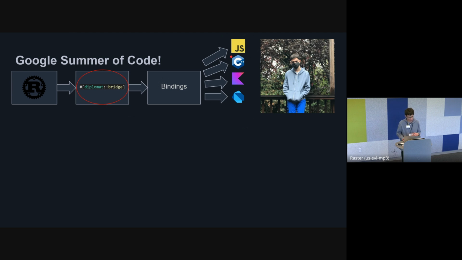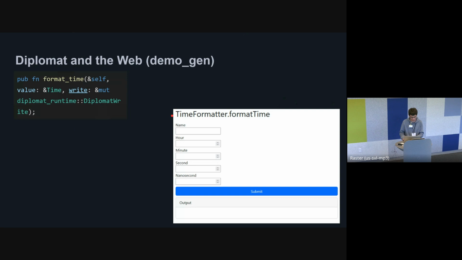And so what's to say we can't use this information from the bridge and the information from our definitions and make something else with it. And so that's what we have here in the previous slide. It's what we call DemoGen, which is basically a way of taking Diplomat bridge code and converting it into HTML output for people to experiment with small demos. So I have here, I think this is somewhat out of date, but I have this format time function that I pulled from the Diplomat bindings, or the Diplomat bridge section.